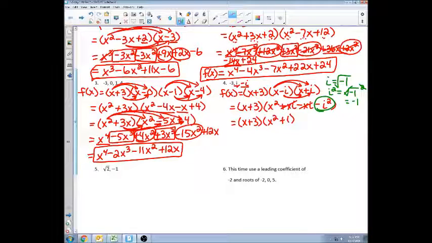So that's all I have left. Now I take x times x squared, give me x to the third. x times 1 would be positive x. 3 times x squared would be positive 3x squared. And 3 times 1 would be positive 3. The only thing that's left to do is write it in standard form. So x to the third plus 3x squared plus x plus 3.